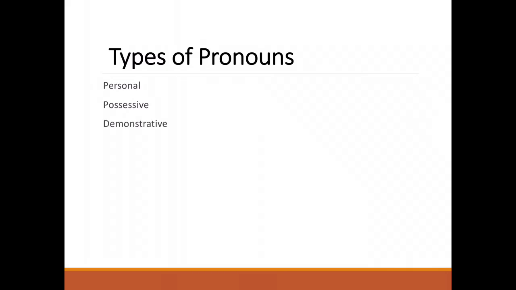Number 3, demonstrative pronouns. They show how near or far an object is from yourself. Number 4, interrogative pronouns. With these pronouns, you will be able to ask questions about objects and persons. So let's see first of all what is a personal pronoun.